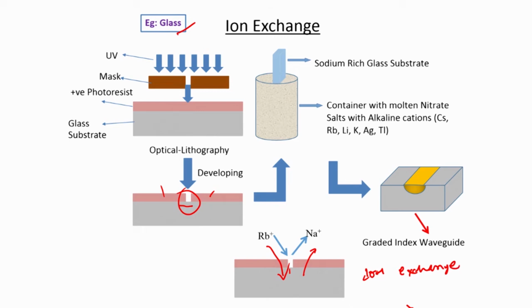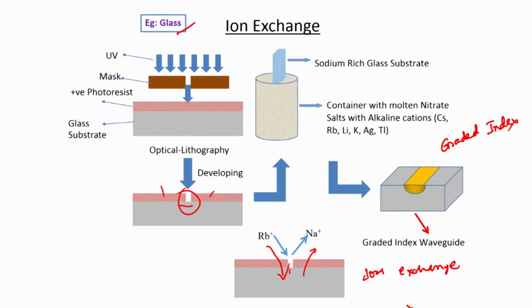That is why it is called an ion exchange process. Silver ions or rubidium ions are exchanged for sodium ions. Finally, in the end, we need to etch out this protective layer, resulting in the device configuration that is required. You may note that this results in a gradual diffusion of the materials into the substrate and may result in a graded index waveguide.